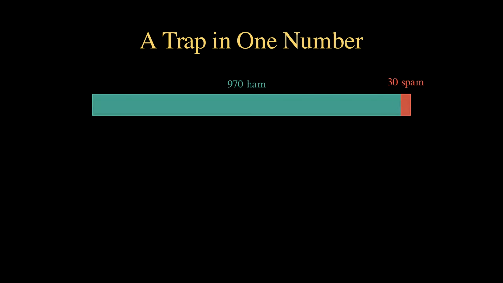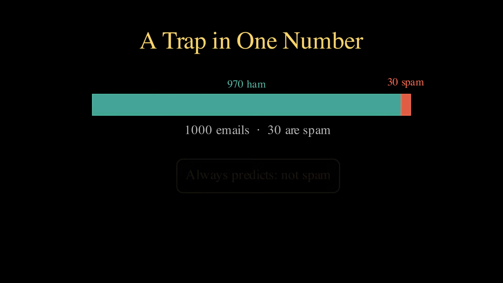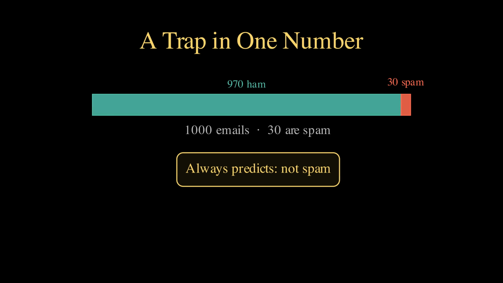Here's a model that's 97% accurate. Let's say it's a spam filter. Out of 1,000 emails, 30 are spam and 970 are normal. And our filter, well, it always predicts not spam. Every single email. It doesn't even look at them.